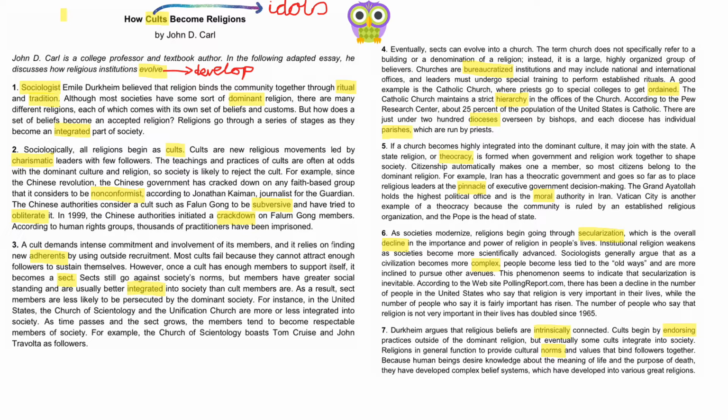And then I went down and read the short description of what this essay is about. It says John D. Carl is a college professor and textbook author. In the following adapted essay, it discusses how religious institutions evolve. Even there, I decided I don't understand what evolve means. So I highlighted that, and as you can see, I've annotated it with a little explanation: to develop. Alright?